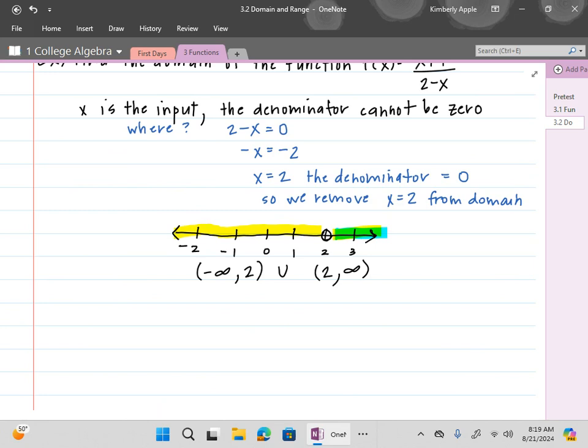Can we do that in stats? You did do this in stats, absolutely. The union symbol in probability just means or, just like we learned in stats.